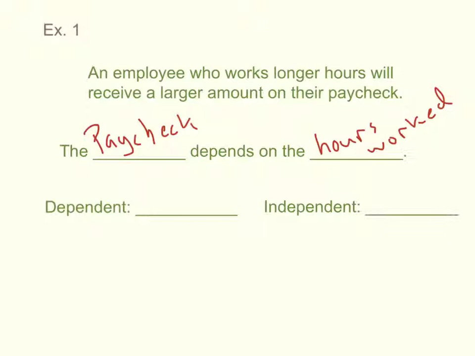So in this instance, we know that the paycheck depends on the hours worked, which means that our dependent is always going to be the one that depends. So what was it that depends? It was the paycheck. So the paycheck is dependent. And then independent would be the hours worked.